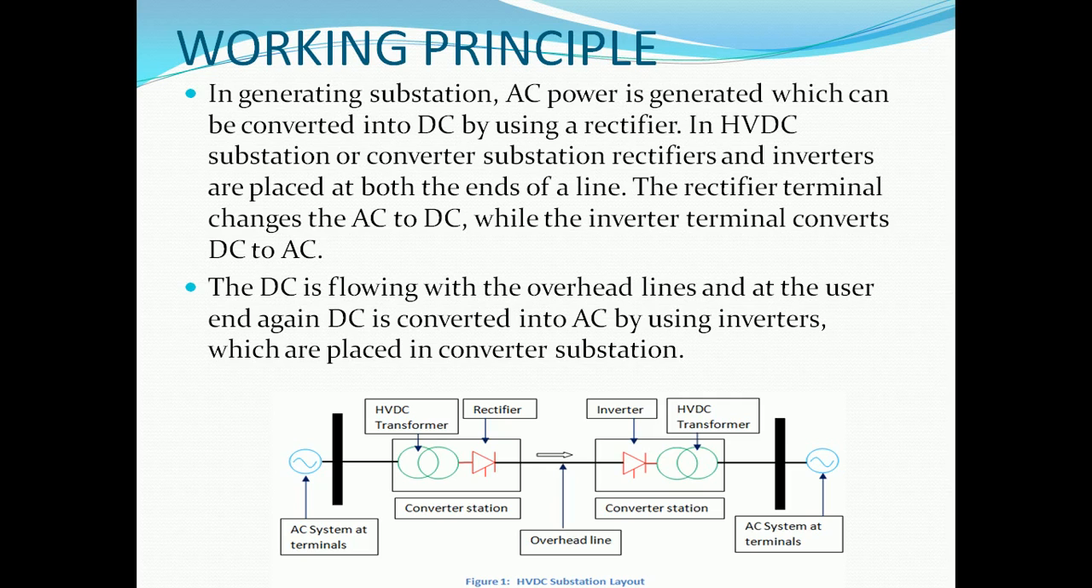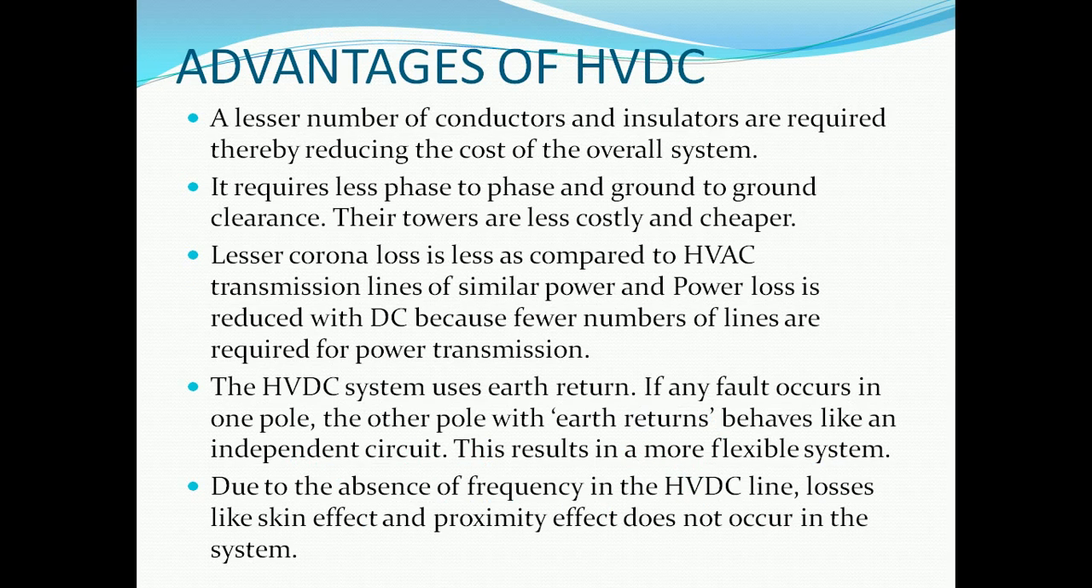A system which has two converter stations and one transmission line is known as a point-to-point system. If a substation has more than two converter systems and interconnecting DC terminal lines, it is known as a multi-terminal DC substation. Let us talk about some advantages of an HVDC system.